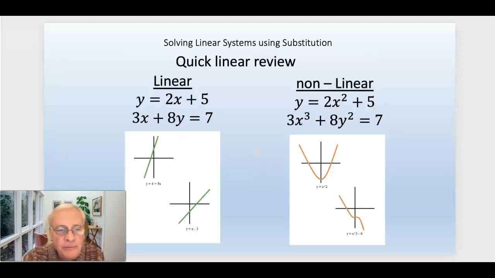Just a quick review. A linear equation looks like this: y equals 2x plus 5. That's slope-intercept form. Or it might look like this: 3x plus 8y equals 7. That's standard form. The key is, though, it's just y and x. And when you graph it, you get a straight line. You have a constant slope. That's the key to linear.